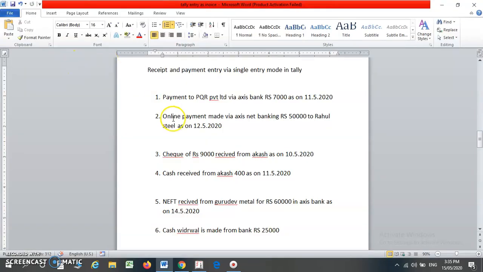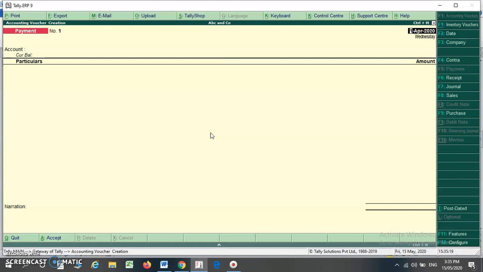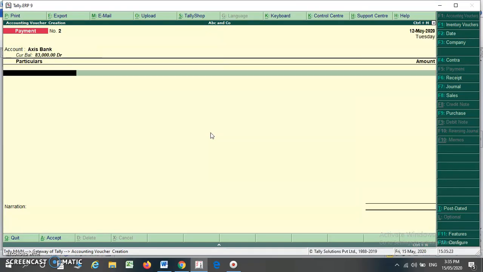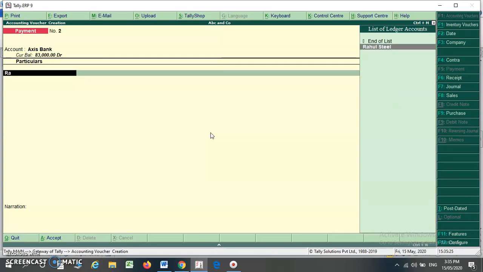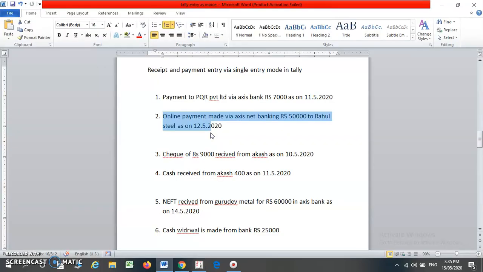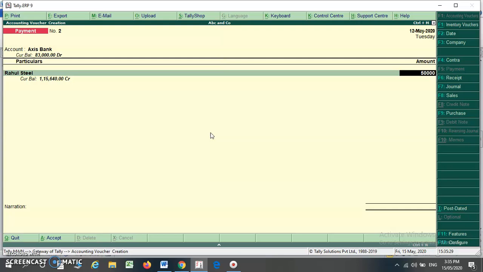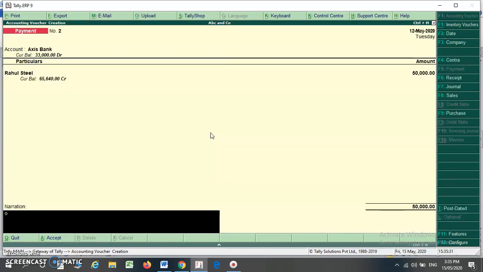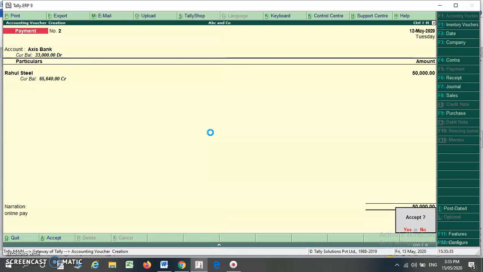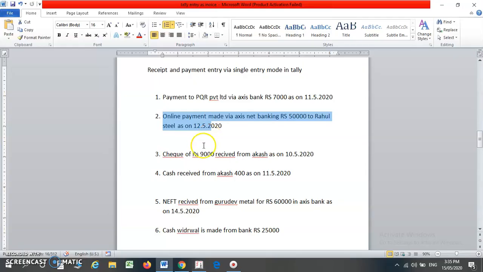Now, transaction number 2, online payment is made via Axis Net Banking rupees 50,000 to Rahul on 12/5/2020. So I just write here date, I write here Axis Bank, I have to write here party name. What is the amount? 50,000. Here I can write my narration if I want and I press enter, my entry will be done.